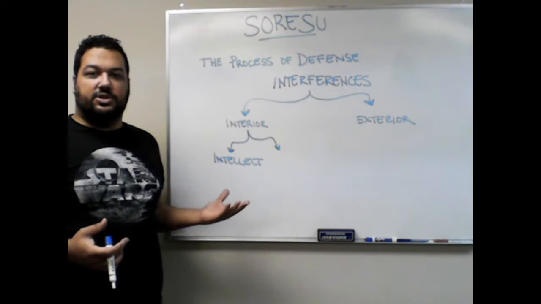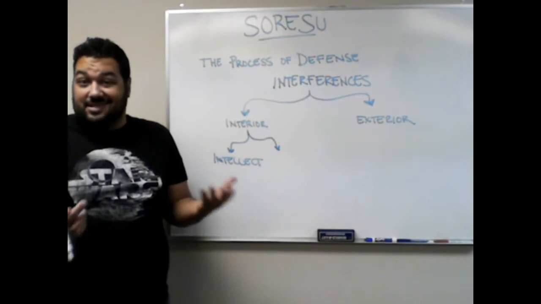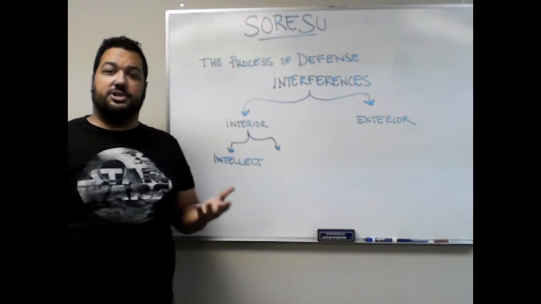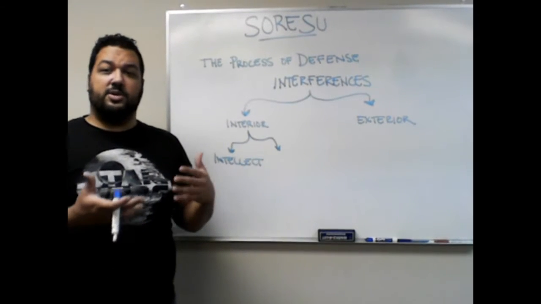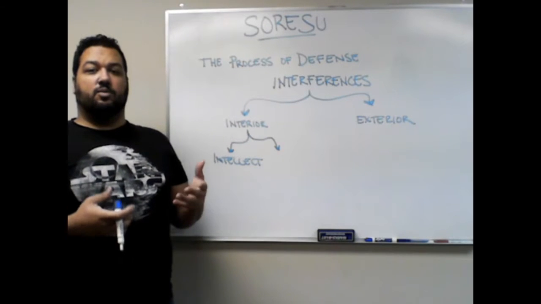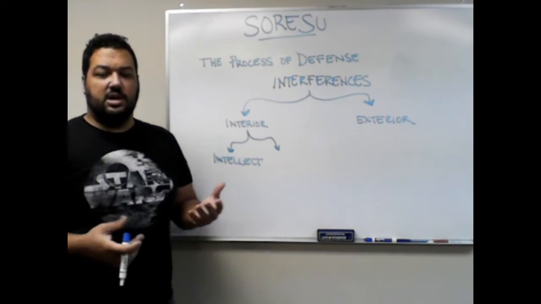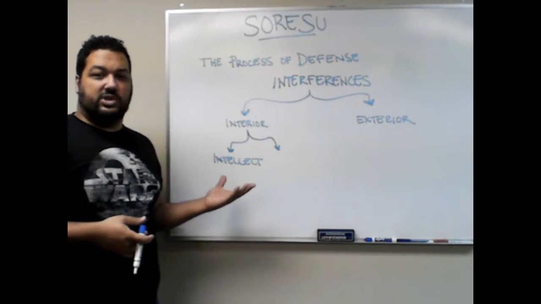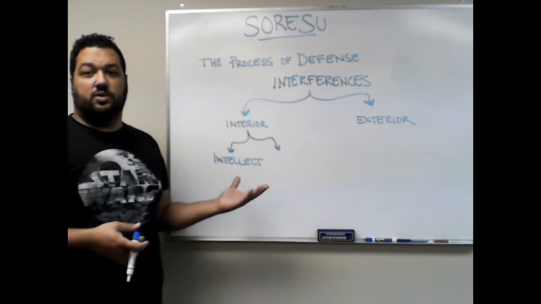And that's the answer to an intellectual problem, is knowledge. We want to gain as much knowledge as we can. We want to experiment. We want to practice. We want to try new things. We want to get instruction from reliable sources that we trust. That's the simple solution for any intellectual interference.